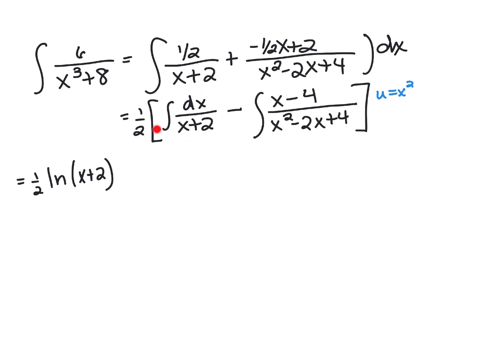So this guy was easy. The derivative of the bottom is the top. I'm going to set this equal to u. Du is 2x minus 2 dx. That's not what I have, but I do have an x. So I'm going to factor a 2 out of there, and I get x minus 1. So I'm going to manipulate my numerator in a special way here.